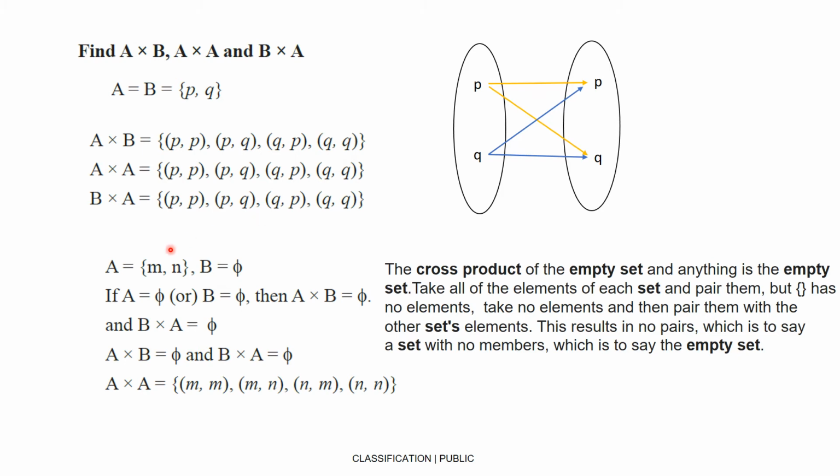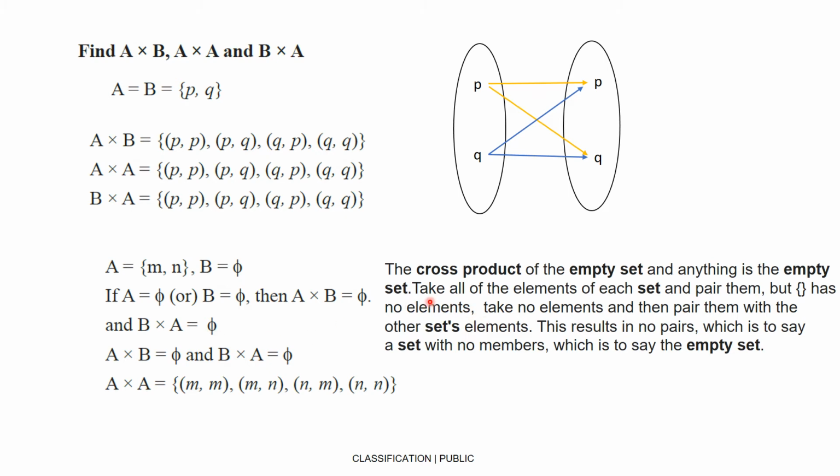A equals {M, N}, B equals empty set. That means, what is the answer? Here A has elements, but B is the empty set, no elements. That means the cross product of the empty set with anything has no elements. The answer is only the empty set, whether A is empty or B is empty, anyone. So the answer is A cross B equals empty set, and B cross A is also the same, empty set only.